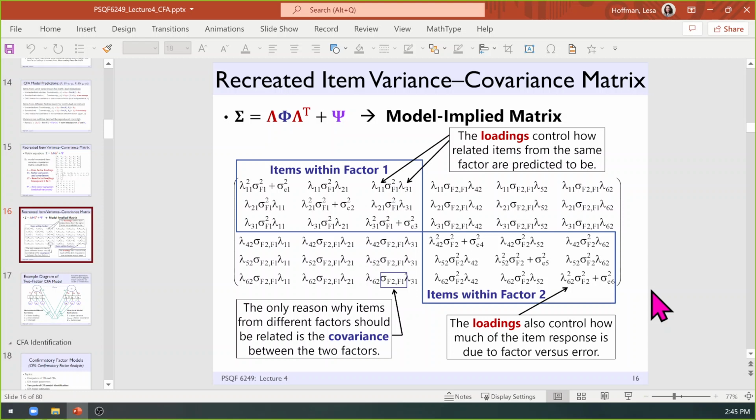I think the best way to say it is that the diagram is a shorthand way of representing the end result of the mathematical operations, and this is the end result.